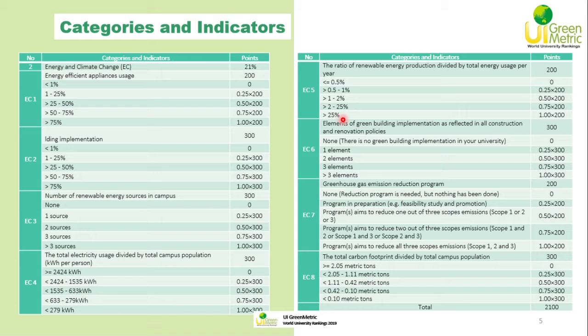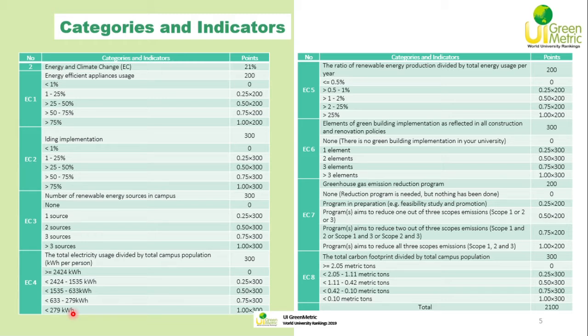25% or more of the usage of energy on your campus coming from renewable energy production. For energy usage, you have several criteria. The first one is population. In terms of this criterion, you need to have 279 kilowatt hours or less of energy usage per person. This is criterion number 4, 279 kilowatt hours or less of energy usage per person.